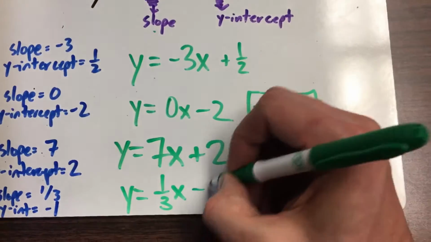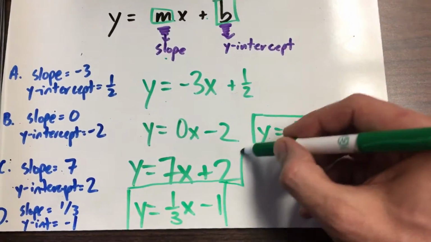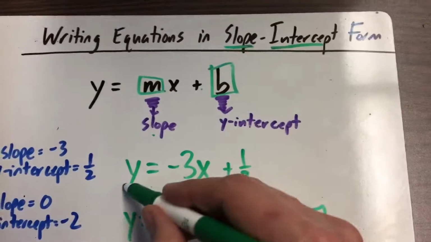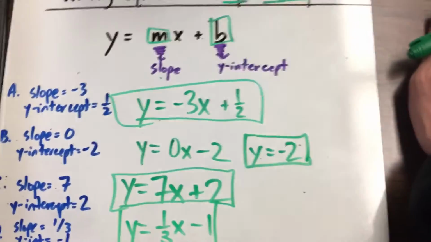So I'm just going to put -1. And that's it, right? I've got my answer here for letter D. I've got my answer here for letter C. I've got my answer here for letter A. That is all you have to do on the first part of the assignment today.